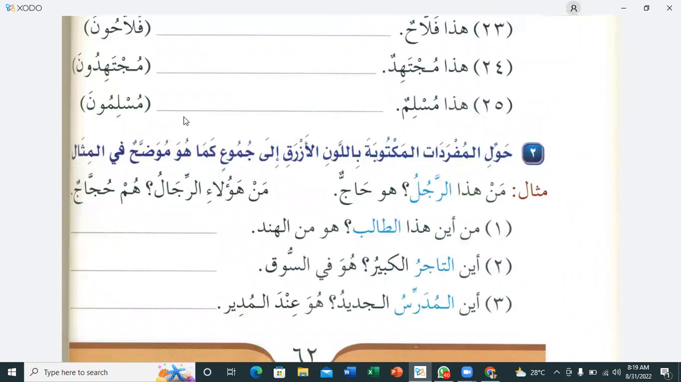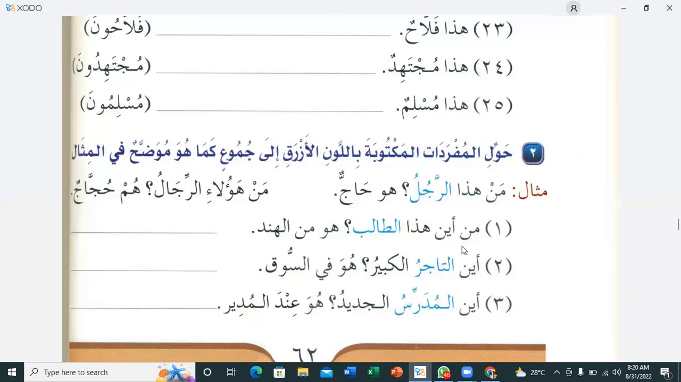And the next one is حَوِّلِ الْمُفْرَدَاتِ الْمَكْتُوبَ بِاللَّوْنِ الْأَزْرَقِ إِلَى جُمُوعٍ كَمَا هُوَ مَوْضِعٍ فِي الْمِثَالِ. That means change the singular words which have lines under them to plural as explained in the example. Example is: man hadha rajul, huwa hajjun. So the changed form is: man ha'ula'i rijal, hum hujjajun. Got it?